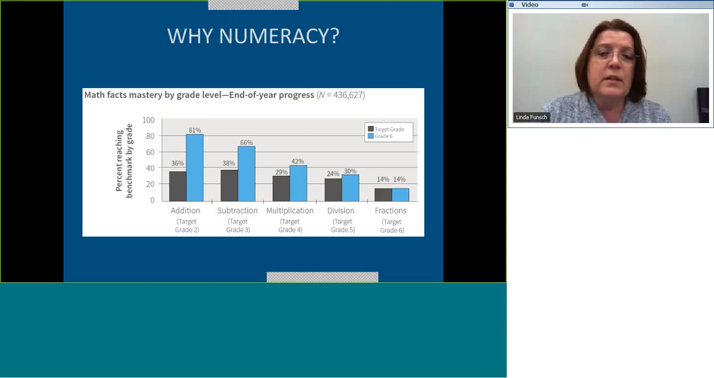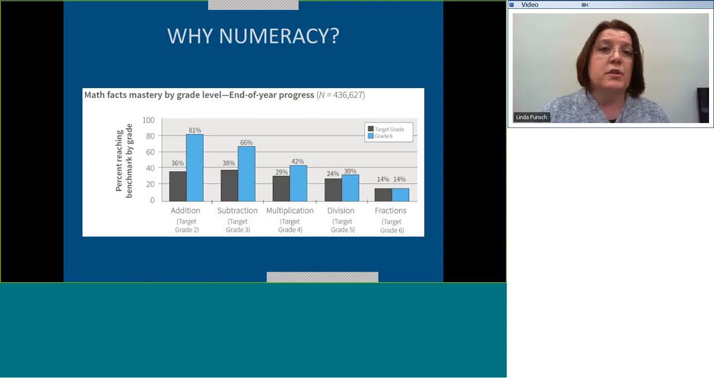And it just continues to decrease from there. You can see the numbers. Multiplication is 29% in grade 4, division is 24% in grade 5, and then 14% in grade 6 work with fractions with the 4 basic operations. This is really, really frustrating, knowing your students are moving on to upper grades and these are their skills.